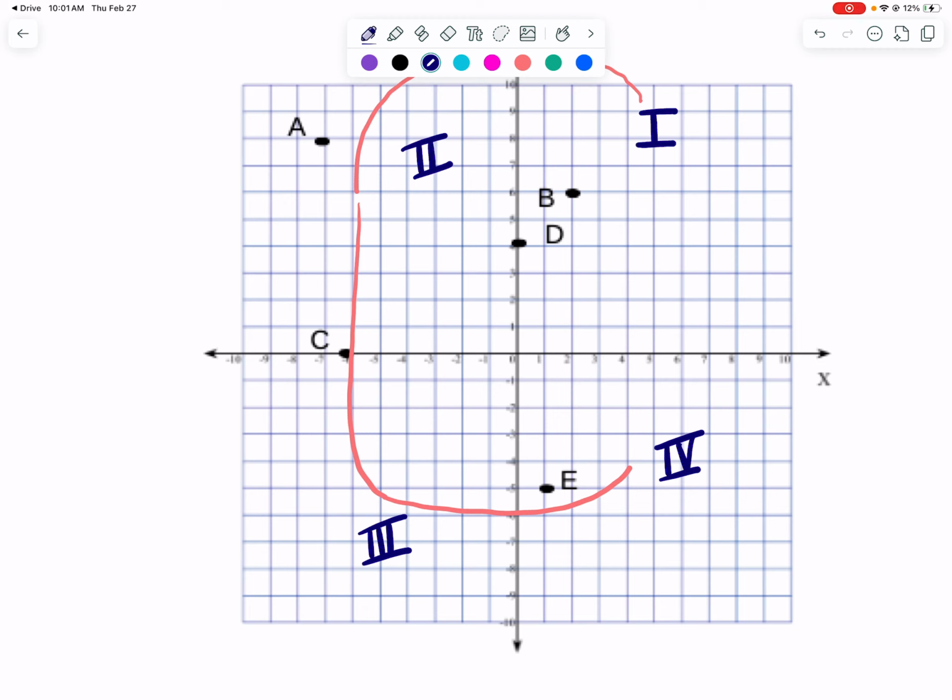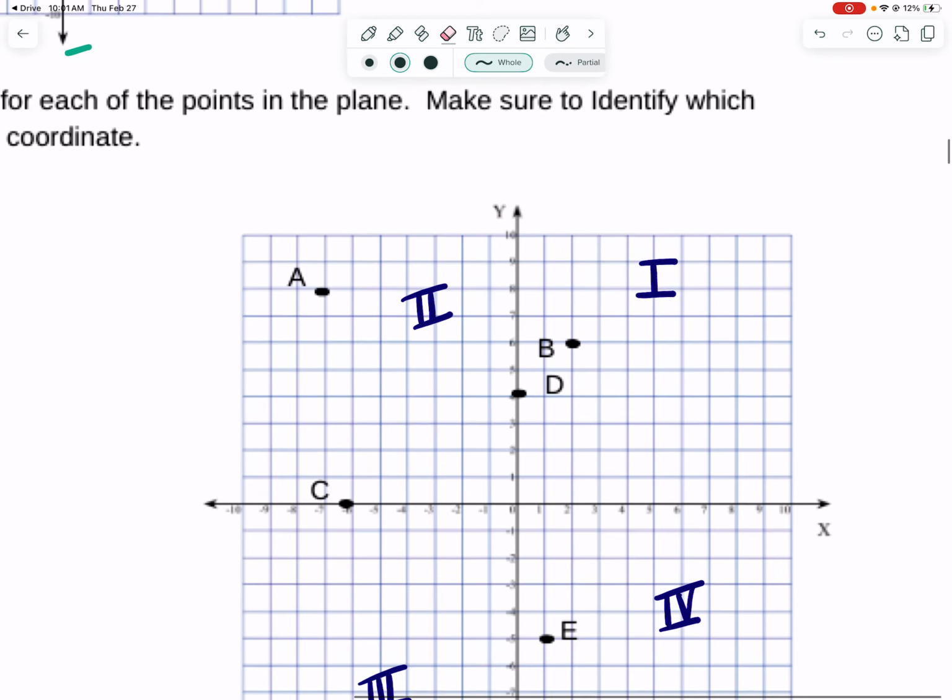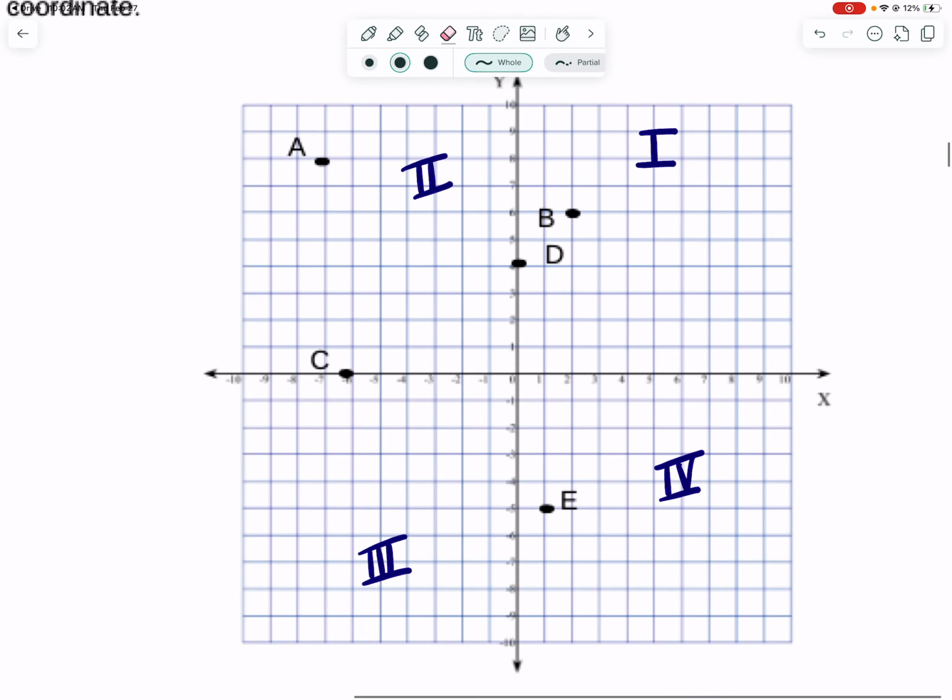Remember, we use Roman numerals to label the quadrants. Now I'm going to label my points. I'm going to start with D. D, I don't have to go anywhere on the x to get to D. I don't go left or right. But I do have to go up. 1, 2, 3, 4. So that means D is at 0, 4.